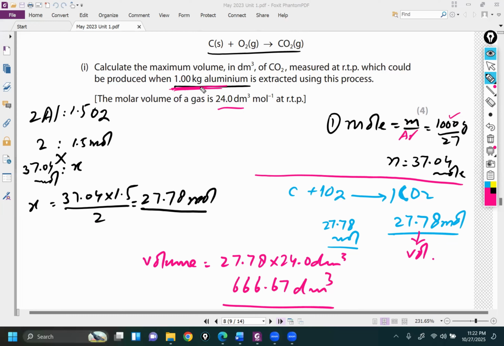Now, this is the second section. Let's come here to this ratio. For 2 moles of aluminum, we will receive 1.5 moles of oxygen. So for 37.04, we will receive how much? And this is the answer for that.